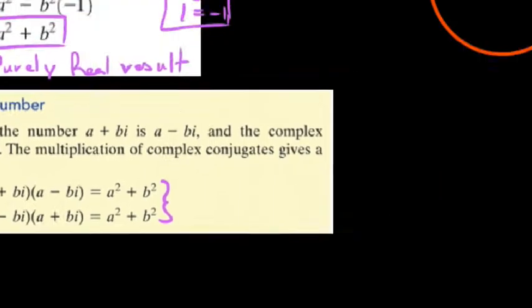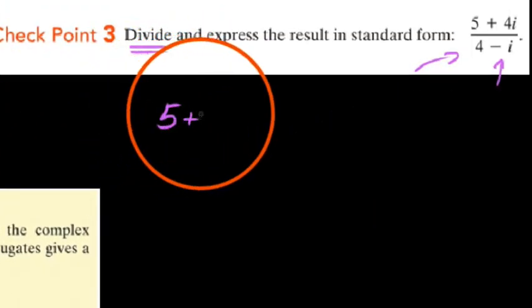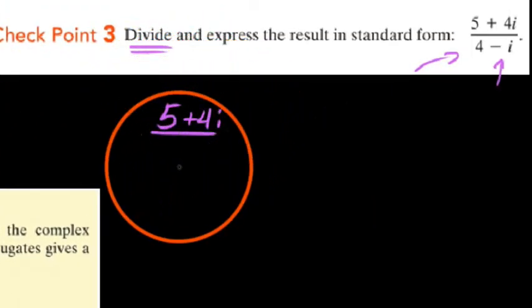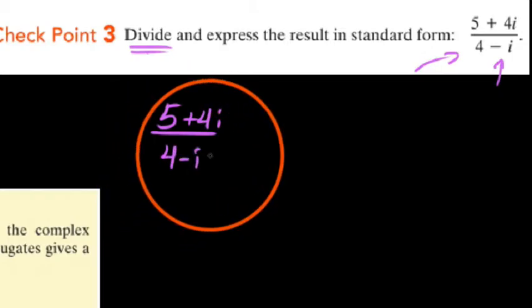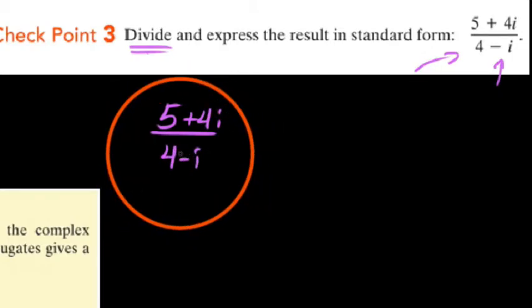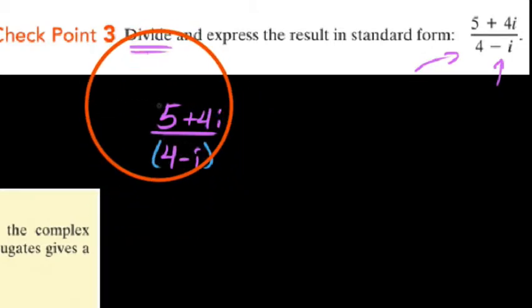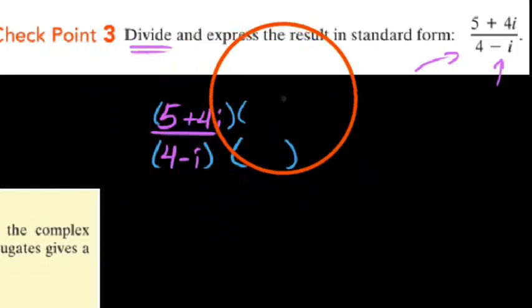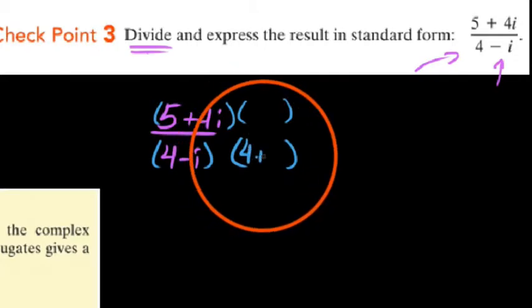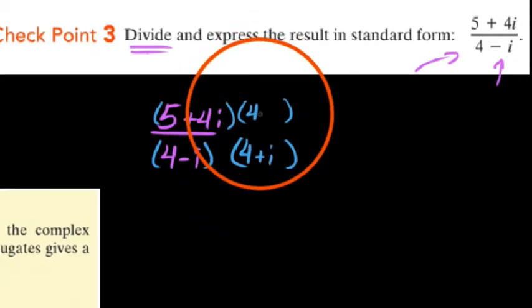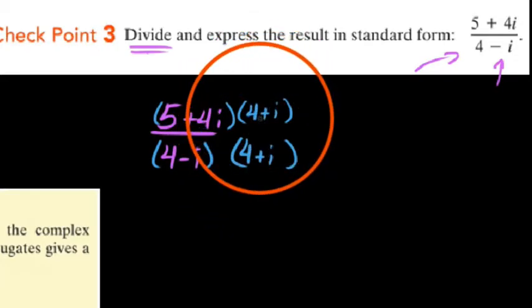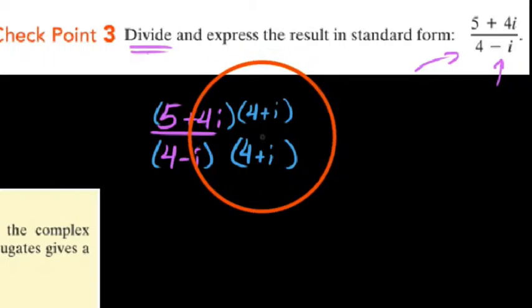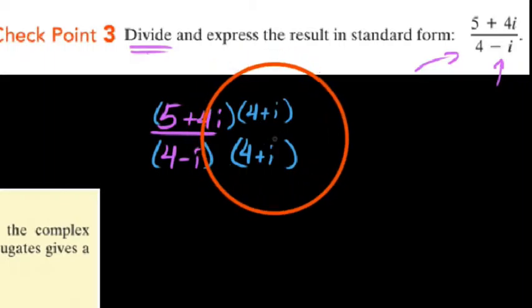So when we look at this expression over here, I'm going to rewrite it down here. We have 5 plus 4i divided by 4 minus i. What we're going to do is multiply the top and the bottom by the conjugate of the denominator. It is always of the denominator that we want to multiply by the conjugate. So we'll rewrite this as times 4 plus i over 4 plus i, which is really multiplication by 1.